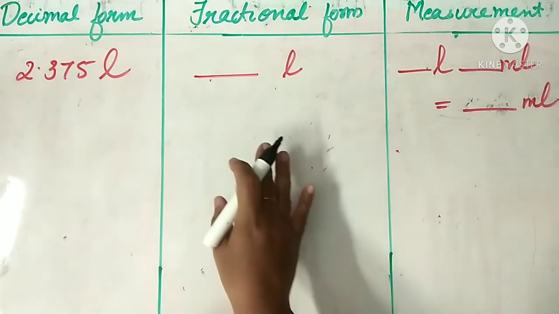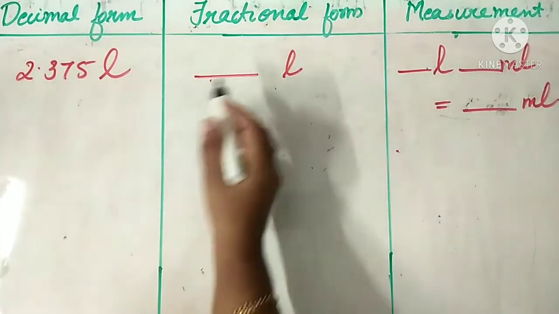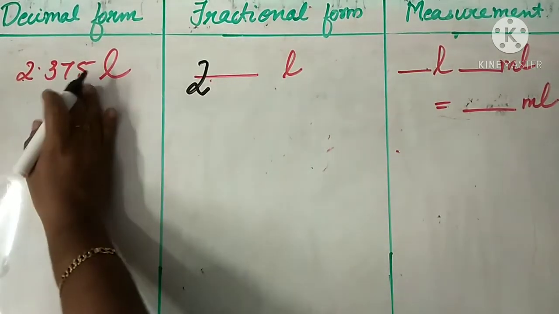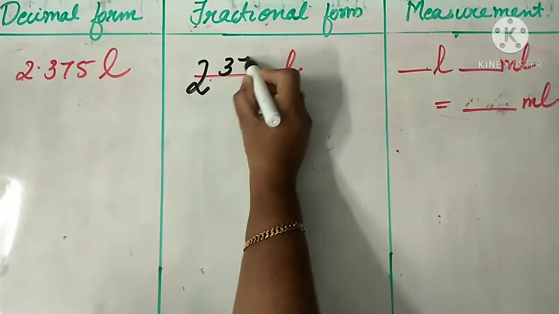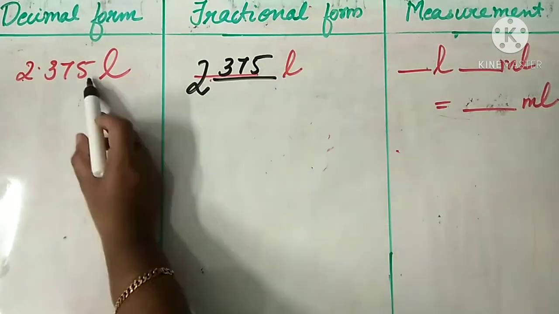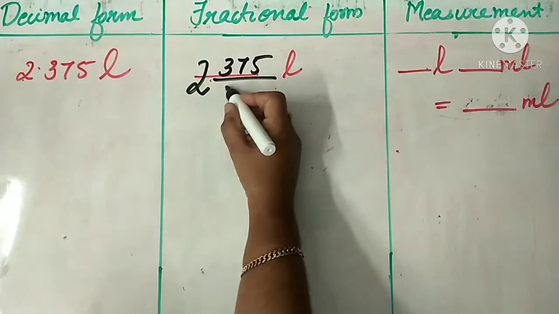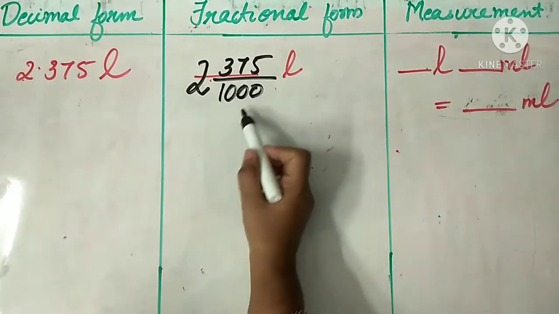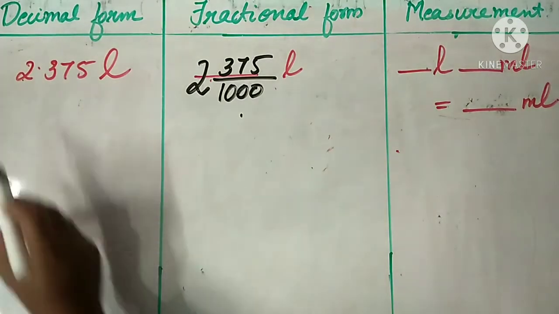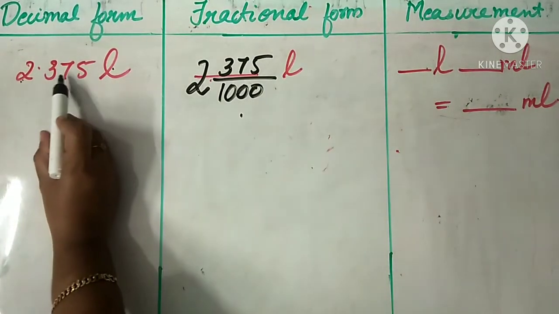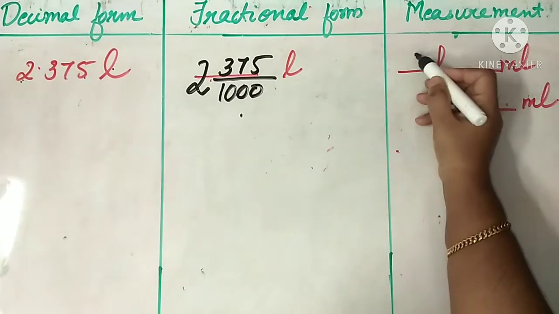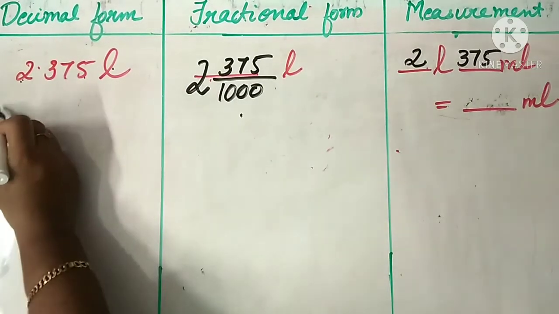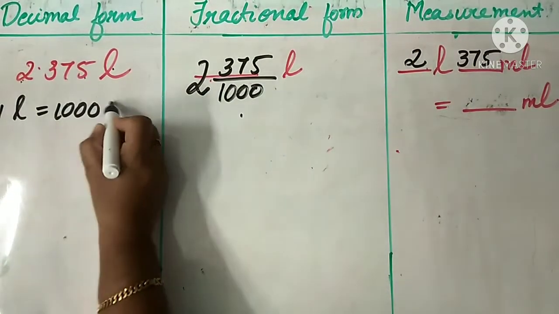Next question. Decimal form is given: 2.375 liters. We have to write the fractional form as well as the measurement. So to write the fractional form, first we write the whole number as the whole number itself. The number after the decimal point, we write as the numerator, 375 by, how many numbers are there after the decimal point? 3 numbers. So we write 3 zeros. So the fractional form is 375 by 1000. This we can write as 2 liter and 375 milliliter.